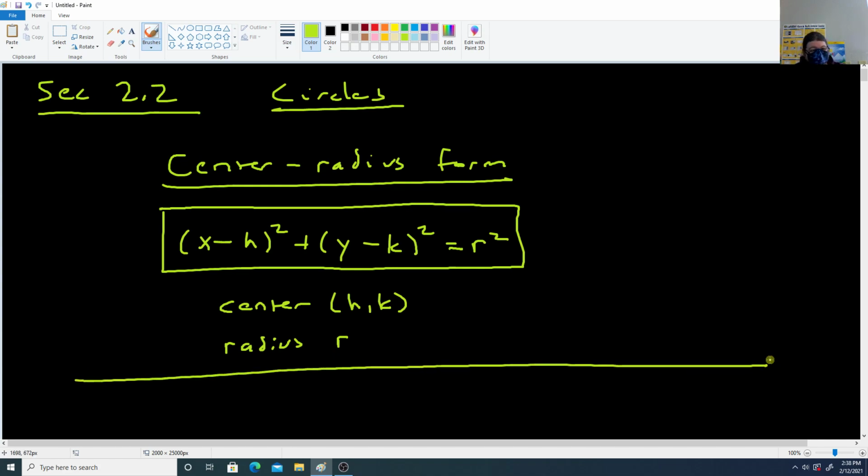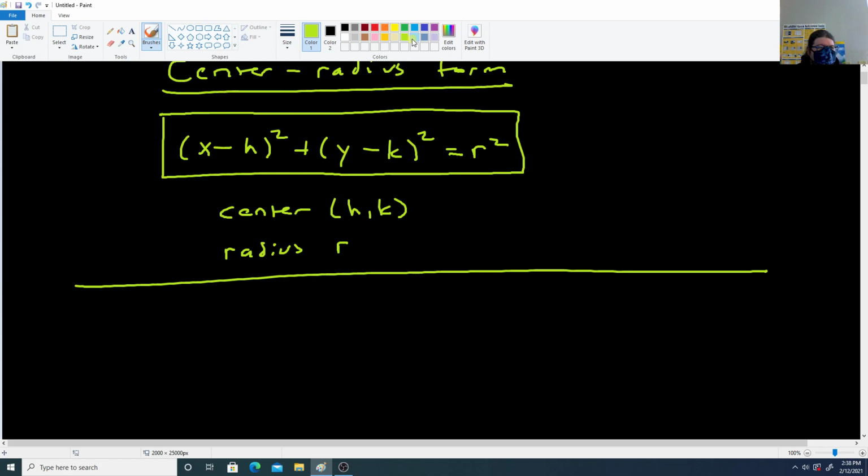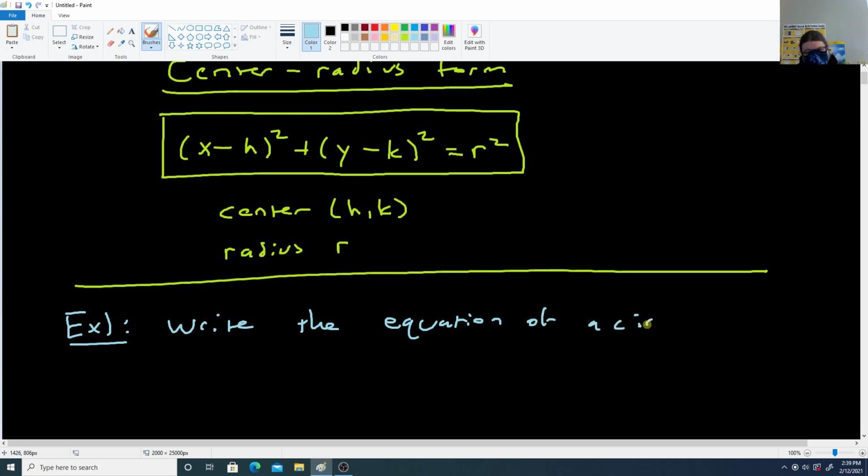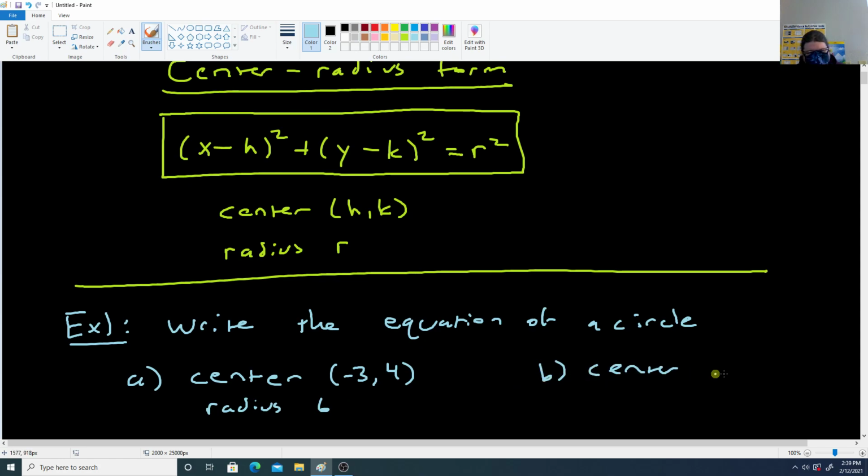So first we're going to do a couple examples where we want to write the equations of circles in center radius form. So first example, we want to write the equation of a circle. In part A, they give us a center at (-3, 4) and a radius of 6. And in part B, they give us the center at (0, 0) and a radius of 3.